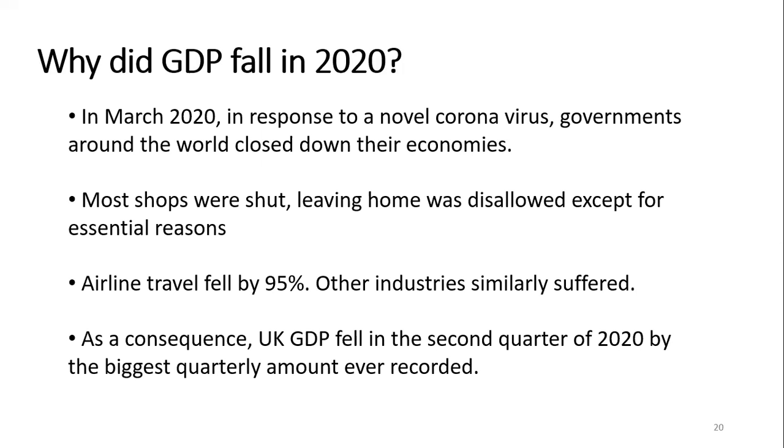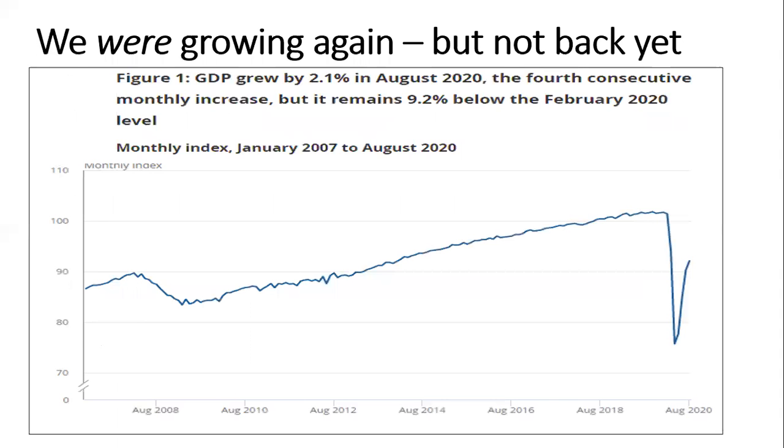Lots of shops were forced to shut. People weren't allowed to leave home except for essential reasons. And as a consequence, lots of industries suffered massively. Airline travel was one of the worst affected, where it fell by 95%. And as a consequence of this, GDP in the UK fell in the second quarter of 2020, and it was by the biggest drop ever recorded.